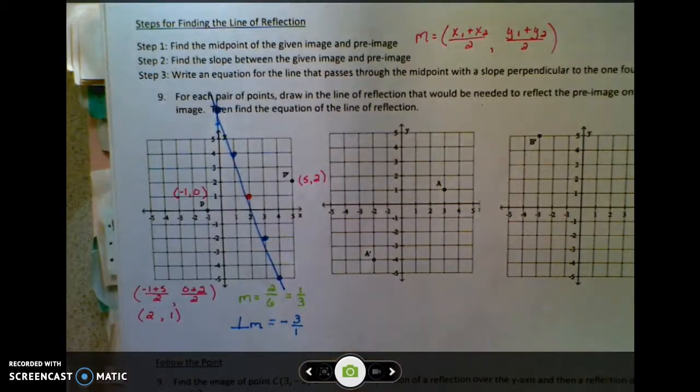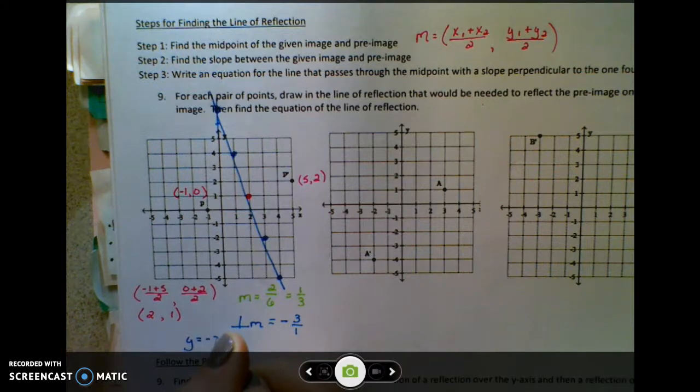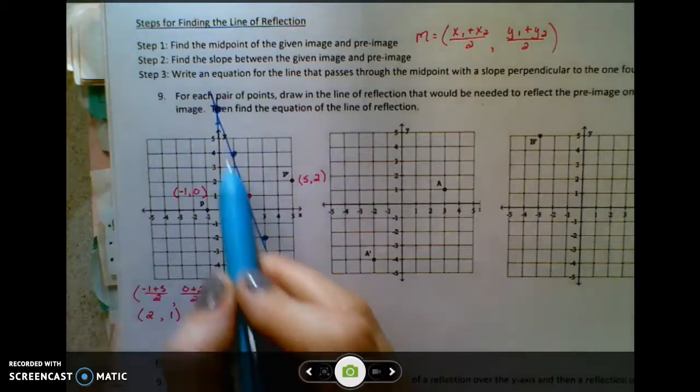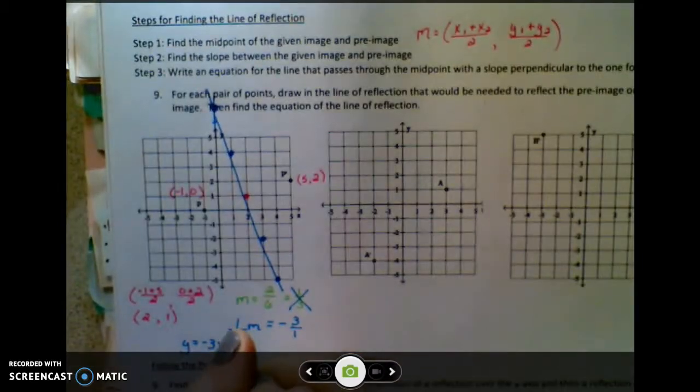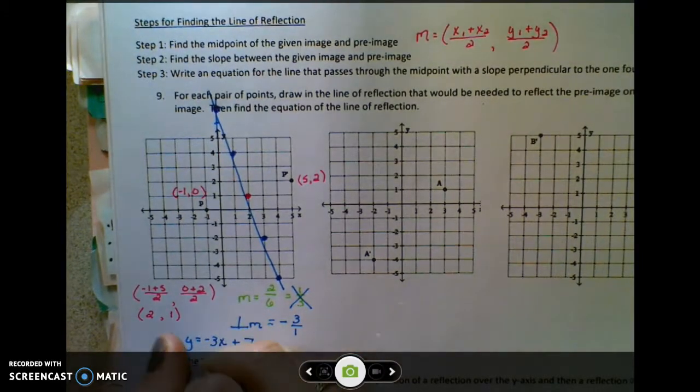So that would be our line of reflection, and its equation would be y equals -3, because that's the slope we have to use, the perpendicular slope. This 1/3 is done being used. It's not useful anymore. And we said it has a slope of -3 and a y-intercept of 7. So y = -3x + 7 is the equation of that line.